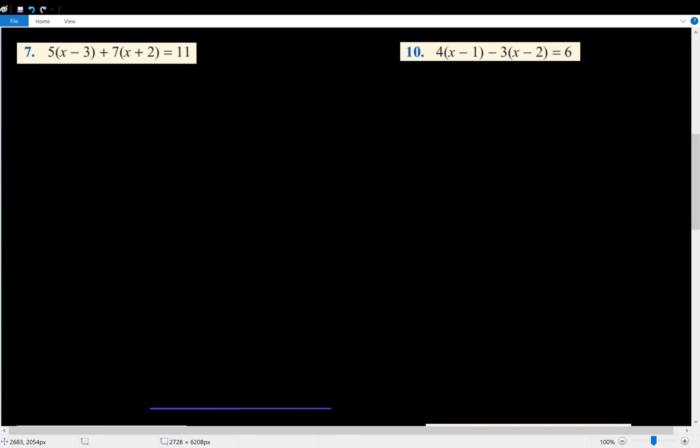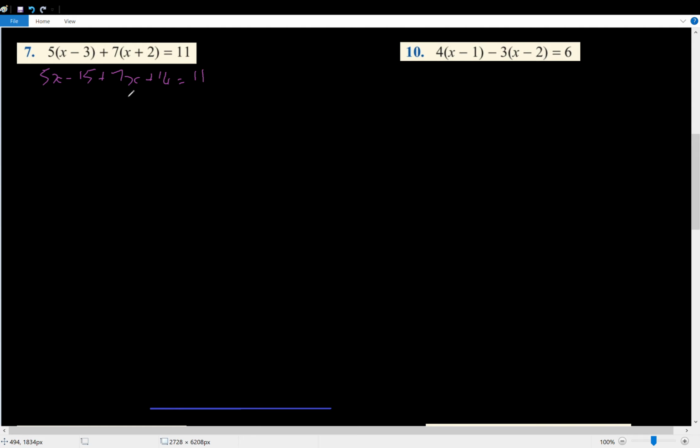Right, in question 7, we've got two brackets on the left hand side of the equal. So we're going to multiply them out before we go on. Do these one at a time. We've got 5 multiplied by (x minus 3) is going to be 5x minus 15, and then 7 times (x plus 2) is going to be plus 7x plus 14, and that's going to be equal to 11.